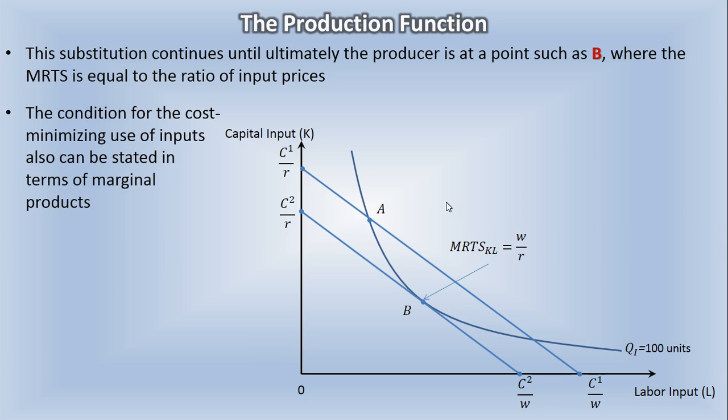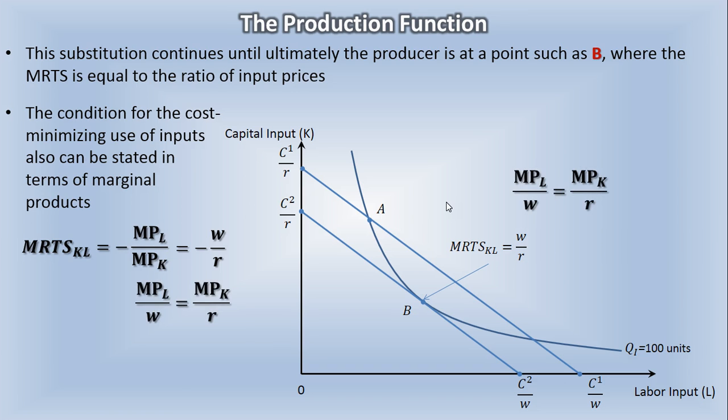So the condition for cost minimizing use of inputs can be stated in terms of marginal products. As we know, the marginal rate of technical substitution is equal to the negative ratio of the marginal product of labor to the marginal product of capital. At the cost minimizing input mix, that is equal to the negative ratio of the wage rate over the rental rate, which implies, if we move these things around, that at the cost minimizing level of inputs, the extra amount of output per dollar spent on each input is equivalent. So if a dollar is spent at that point on labor, or if a dollar is spent at that point on capital, the extra amount of output is going to be equivalent.